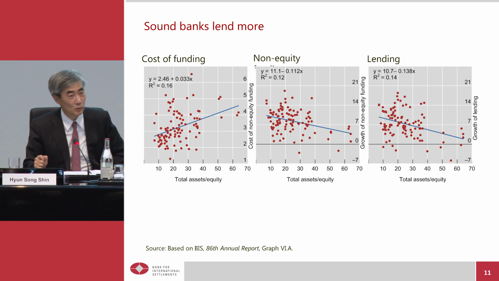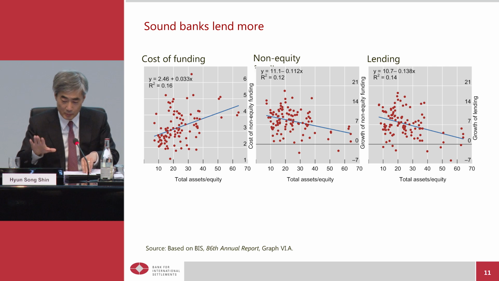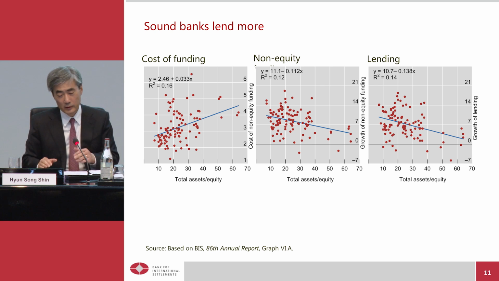And if you think about it, this is quite natural. If you have a stronger balance sheet, then of course you can borrow on more favorable terms. The middle panel shows you that the lower funding cost translates into greater intermediation activity. The less leverage you have, the greater is the growth of your borrowed funds. And the upshot is that we see that in the growth of lending. So the right-hand panel shows you that as the leverage becomes smaller, the growth rate of lending is also higher.